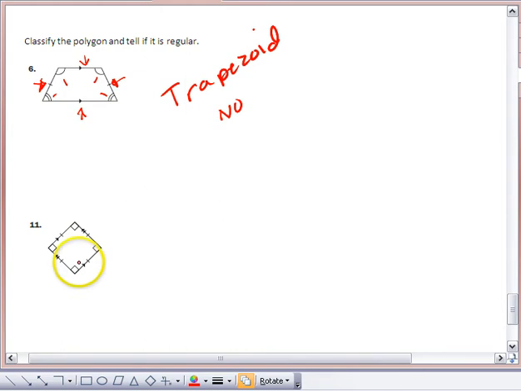This one, right, you can see these two are parallel and these two are parallel. It has 4 sides that are congruent because they're marked with one tick mark. And then it has 4 right angles. So this would be a regular polygon, and it's what we call a square because all its side lengths are the same. So this is the end of video 51.